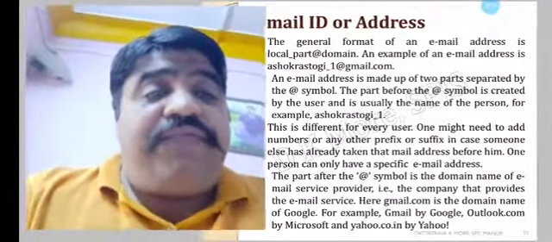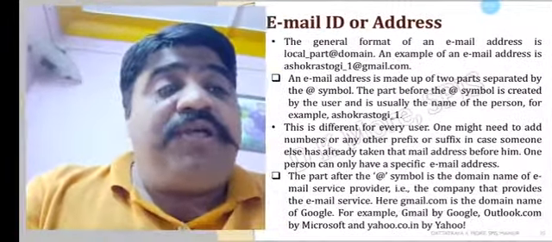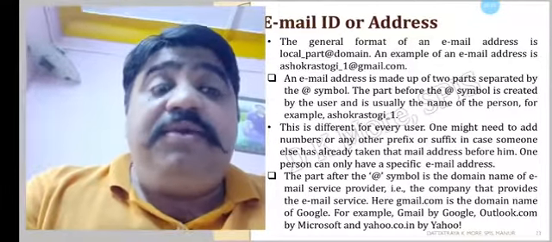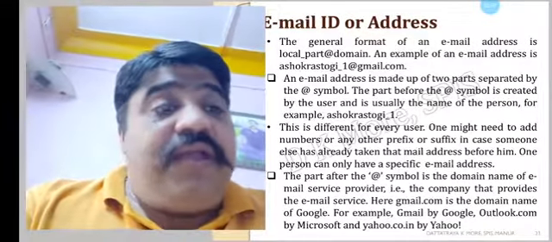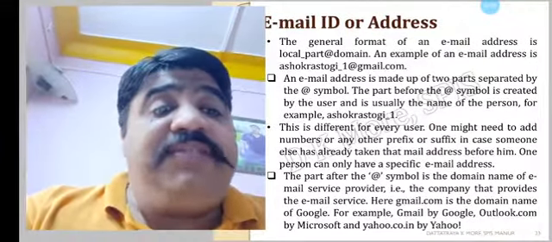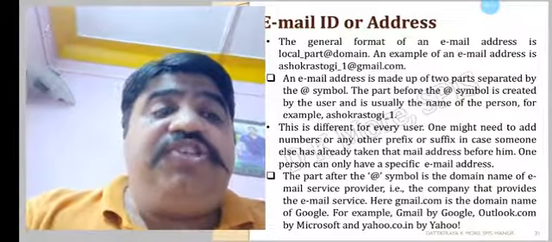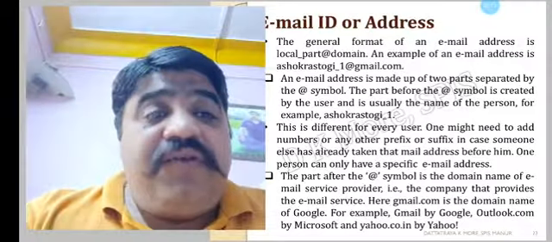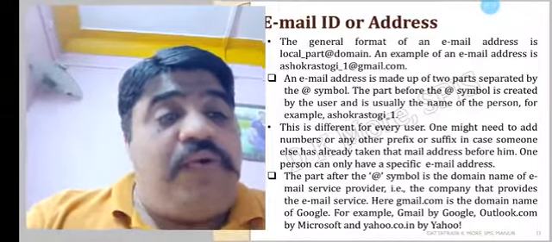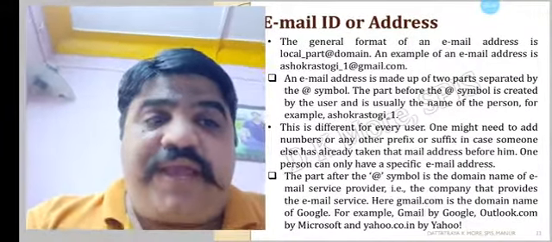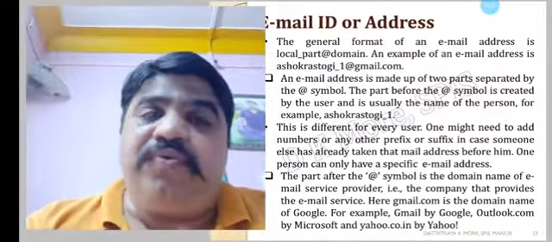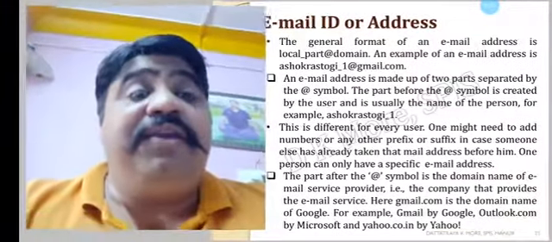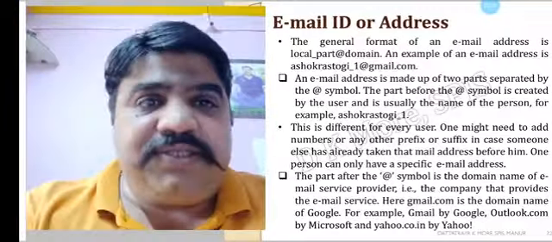The part after the @ symbol is the domain name of the email service provider, that is, the company that provides the email service. Here gmail.com is the domain name of Google. For example, Gmail by Google, Outlook.com by Microsoft, and Yahoo.co.in by Yahoo. So in this way, an email ID or email address is made.